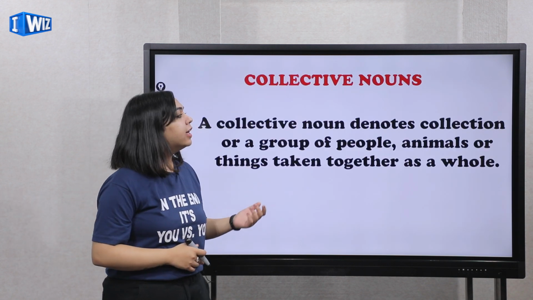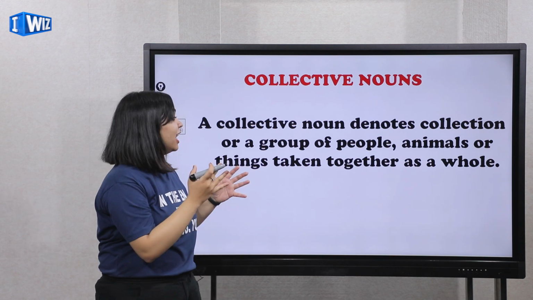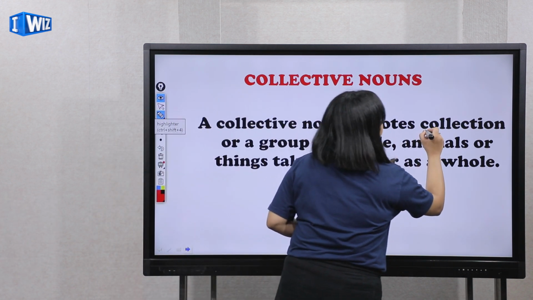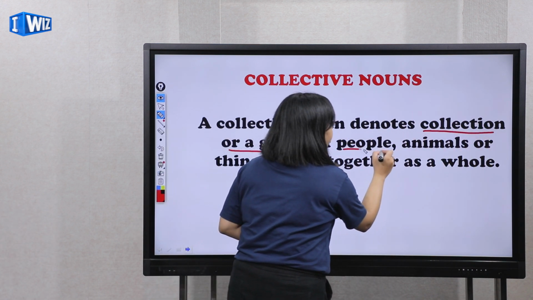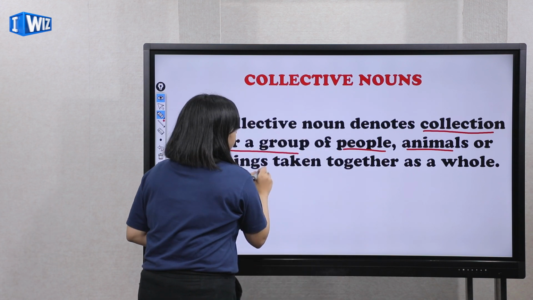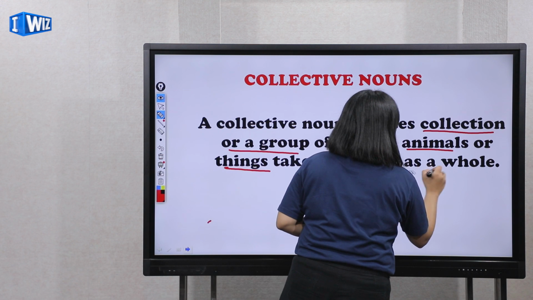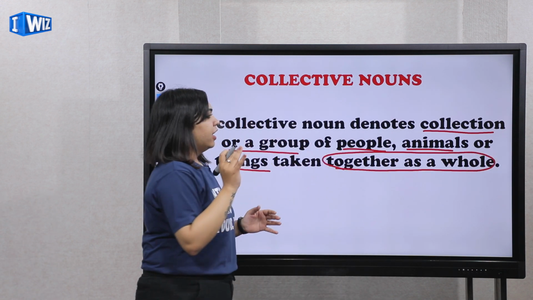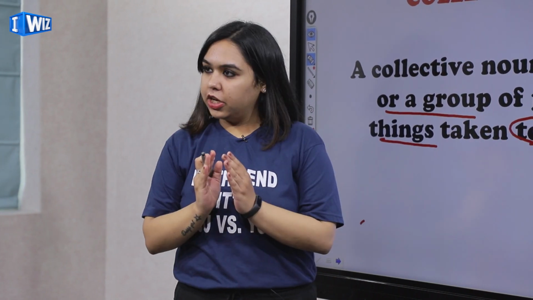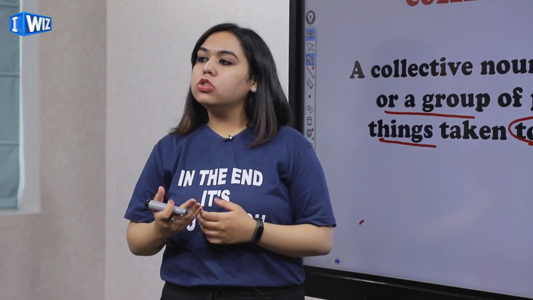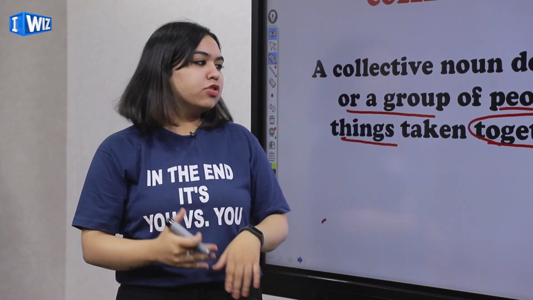Let's move on. Now, what are collective nouns? A collective noun denotes a collection. Now, listen to it very carefully. A collection or a group of people, animals, or things taken together as a whole. Taken together as a whole. It's very important. It looks quite complicated, but trust me, it is not. So it is just a collection of people, places, animals, or things that are taken together as a whole. Let me give you some examples.